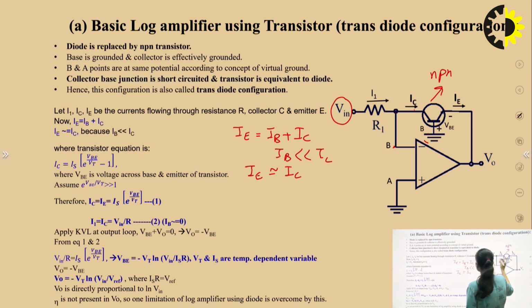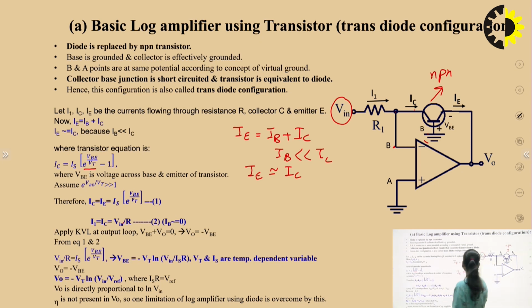For this transistor, the current equation is IC is equal to saturation current IS times e to the power VBE upon VT minus 1. Now from this equation, we are assuming that e to the power VBE upon VT is greater than 1. So we can say IC is equal to IS e to the power VBE upon VT. And IC is equal to IE, equal to saturation current IS e to the power VBE upon VT.